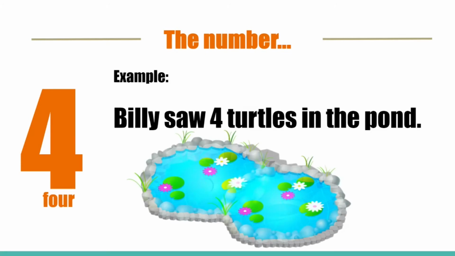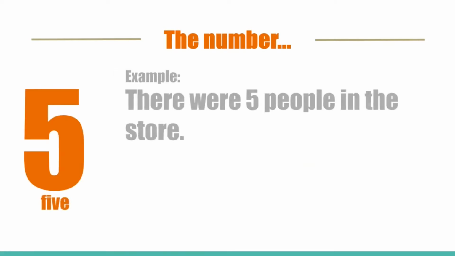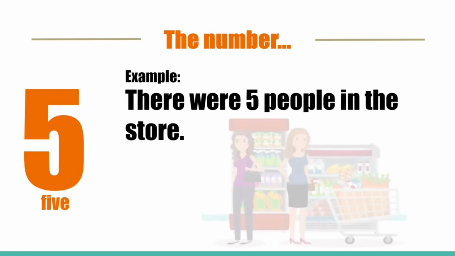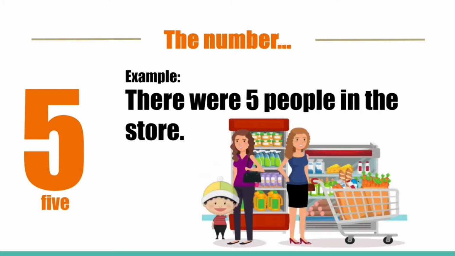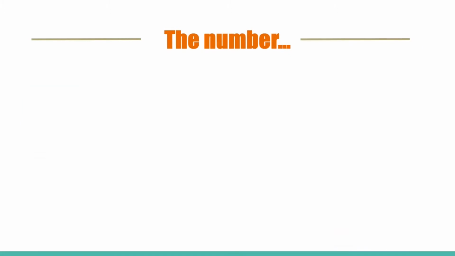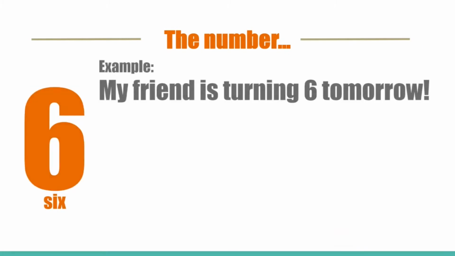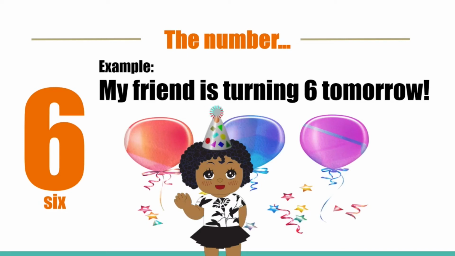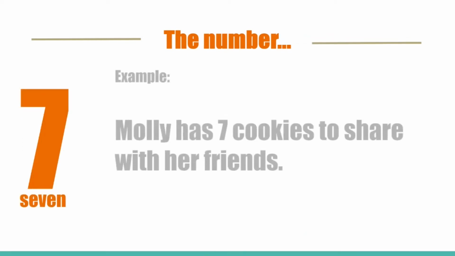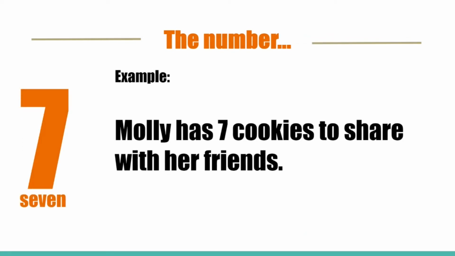1, 2, 3, 4. The number 5. There were 5 people in the store. 1, 2, 3, 4, 5. The number 6. My friend is turning 6 tomorrow. The number 7. Molly has 7 cookies to share with her friends.